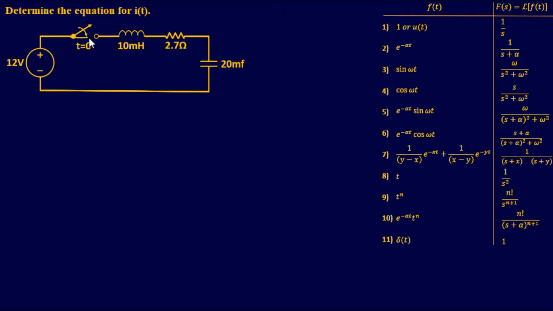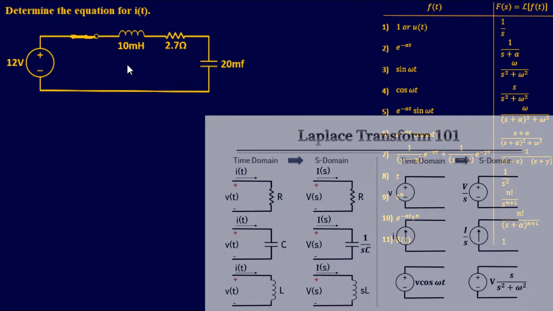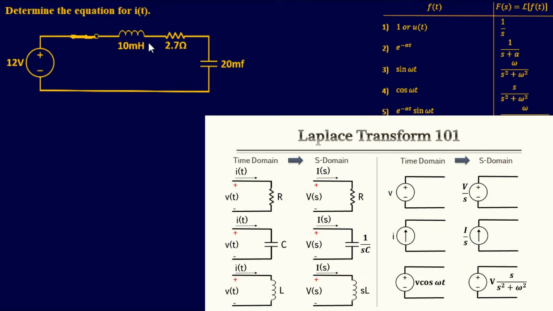So right now I'm going to have a short right there, which means we're getting rid of that switch. Then when we refer to the PowerPoint slides, we said for inductors, all you have to do is add an S at the very end. Instead of henries, just put an S there. So instead of 10 millihenries, you put 10 milli S. And if you actually don't want the milli in there, it can be 0.01 S.